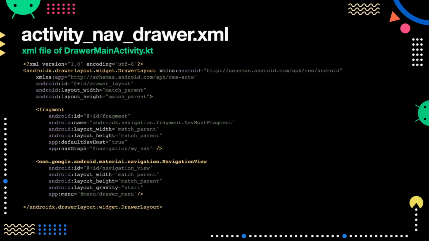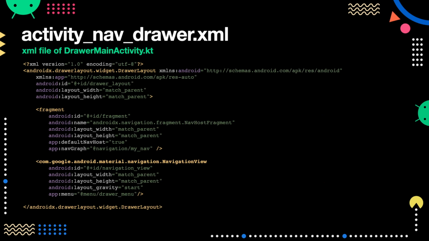The above code is the same as the previous one, the fragment one. And next we have the navigation view, the normal navigation view. It basically represents the drawer menu. There we have the menu, which I have already made as a drawer menu that has first fragment and second fragment in it. And we have given the ID navigation view.